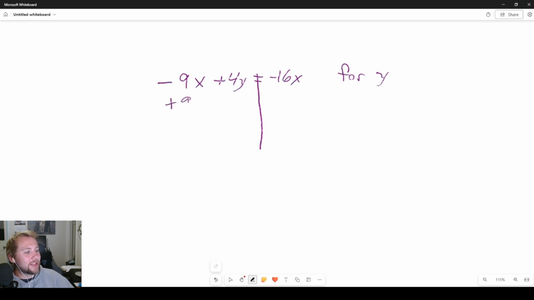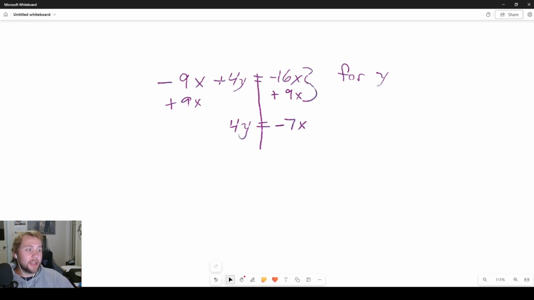We have plus 9x on both sides to get that 4y all by itself. I get 4y is equal to, these I can actually combine because they both have x's. So negative 16 plus 9 is negative 7. And it still has that x on it.